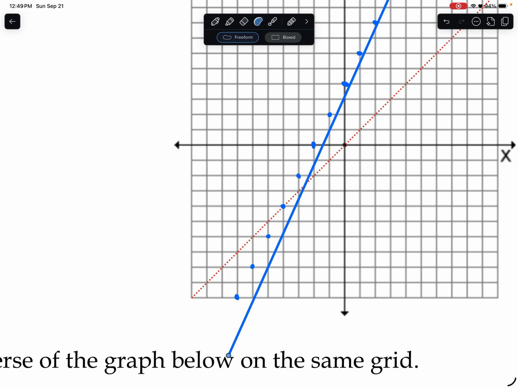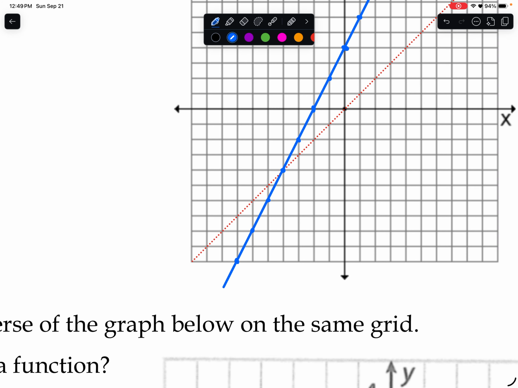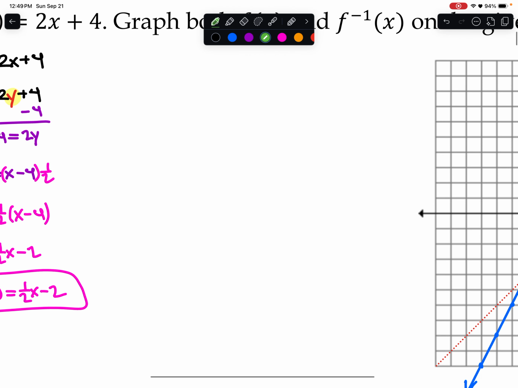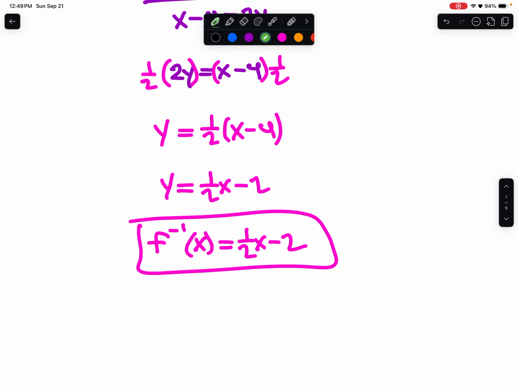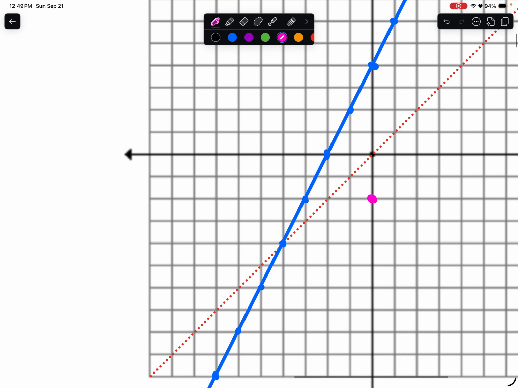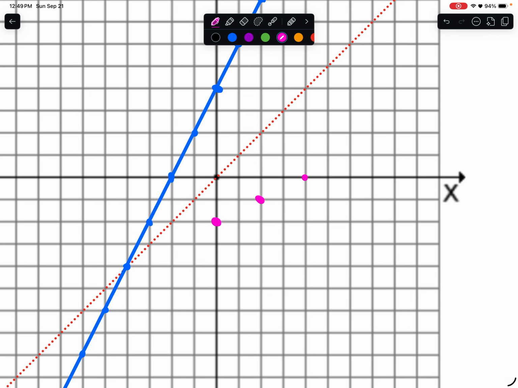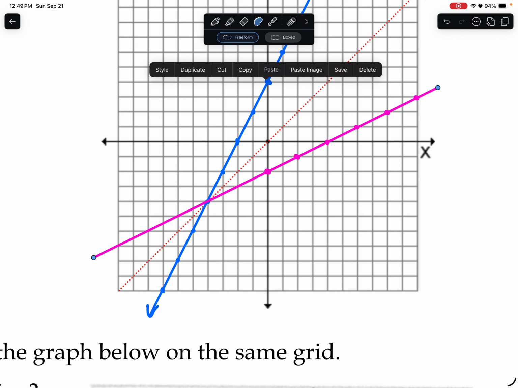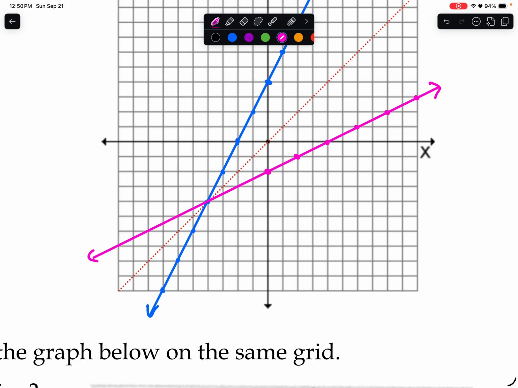Okay, and then I'm going to extend this line a bit. Ideally, when you're graphing, you want your arrows to be off the graph. All right, and then I'm going to graph my inverse, which is going to be 1/2 x minus 2. So I'm going to have a slope of 1/2 and then a y-intercept of -2. So start at -2 and then do a slope of 1/2. So up 1, right 2. There we go. And there's our arrows.